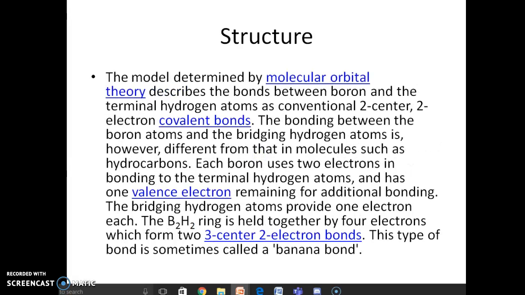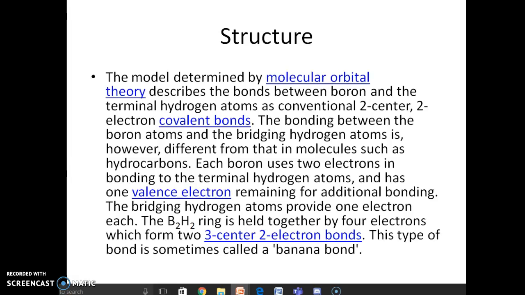If you want to see the structure, it can be described by molecular orbital theory, which tells that the bond between the boron and the terminal hydrogen atom is a conventional 2 center 2 electron covalent bond. The bonding between the boron and the bridging hydrogen atom is however different from that observed in the case of hydrocarbons.